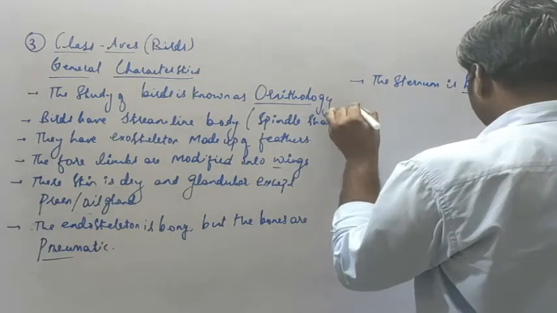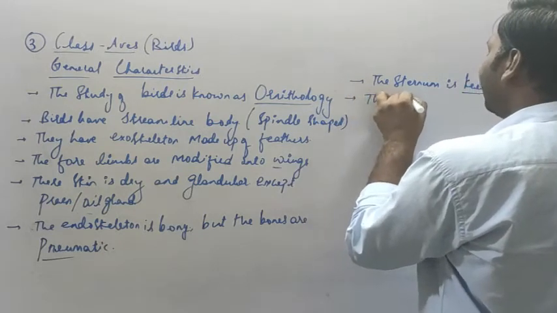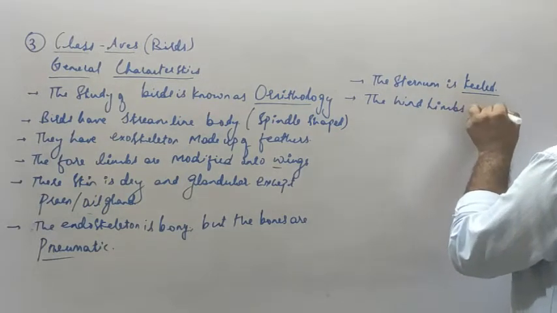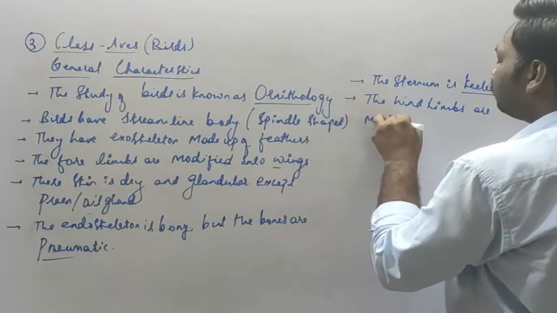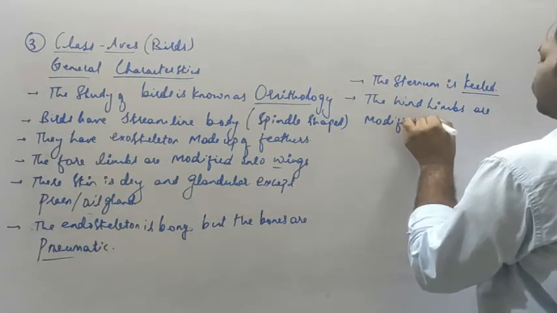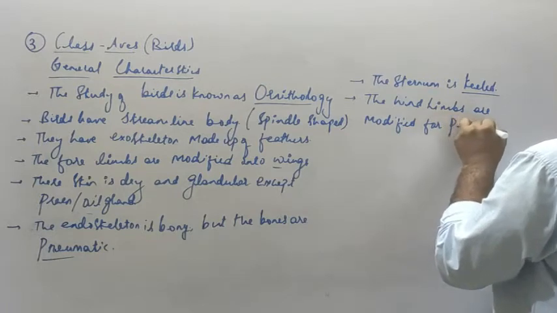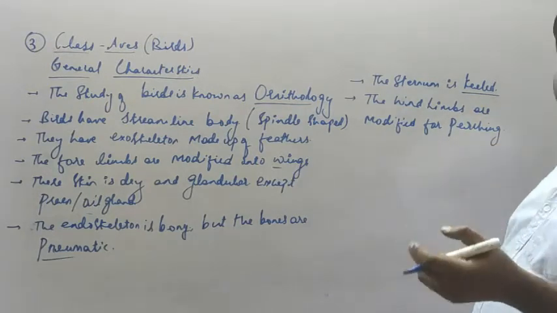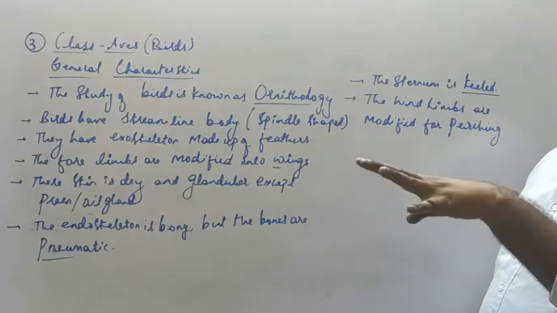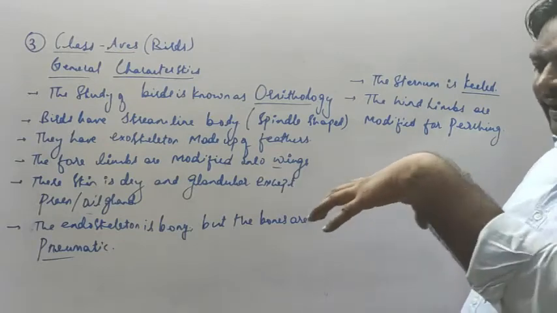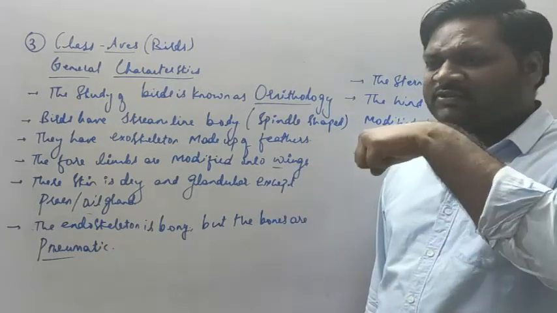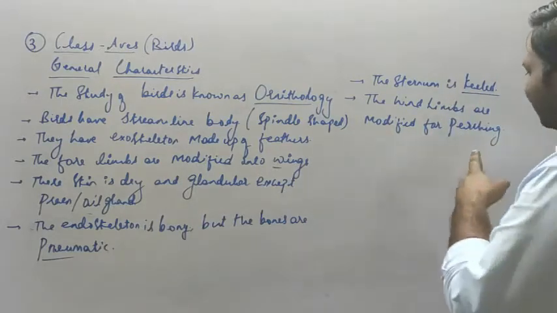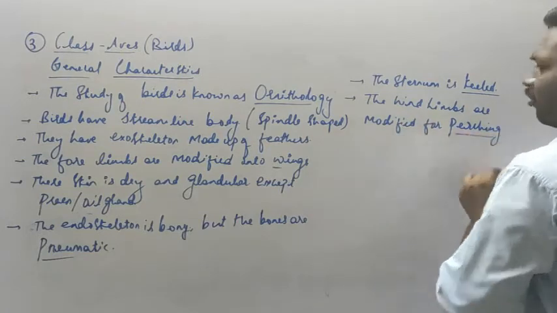The next, the hind limbs are modified for perching. Perching means holding a grip over any kind of branch of a tree or any kind of wire also. So most of the fingers are in the front and one finger is at the back side. When they form a grip over any branch or wire, that particular gripping is referred to as perching. So hind limbs are modified for formation of a grip.